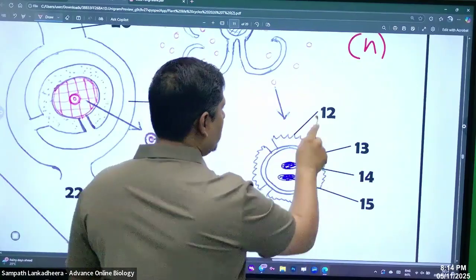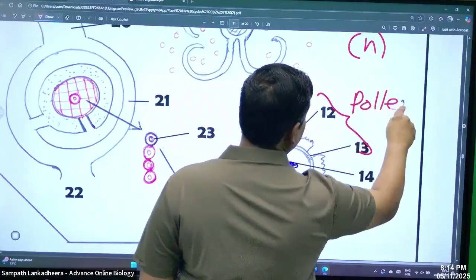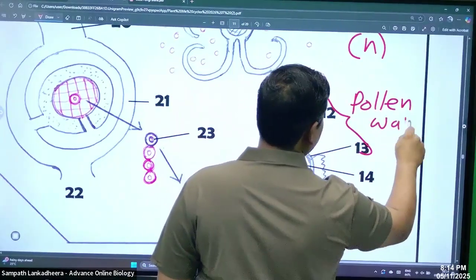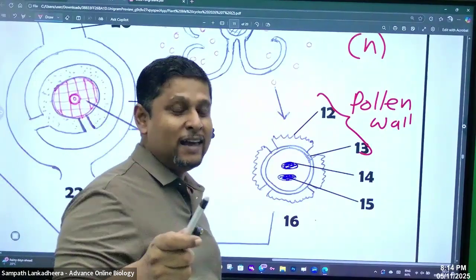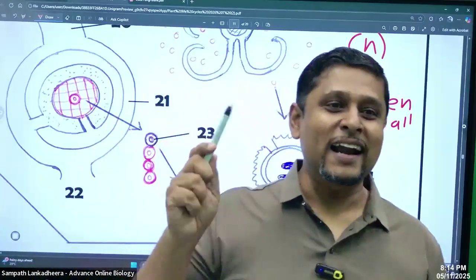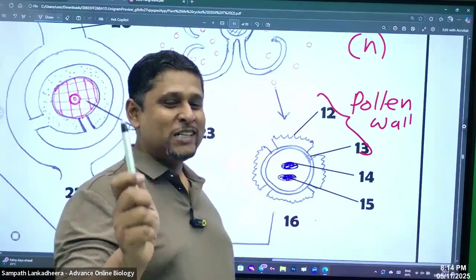We say the pollen wall, the wall of pollen. It has names called exine and intine. You don't need that. But if someone can tell what number 14 is, he or she is going to make my day.